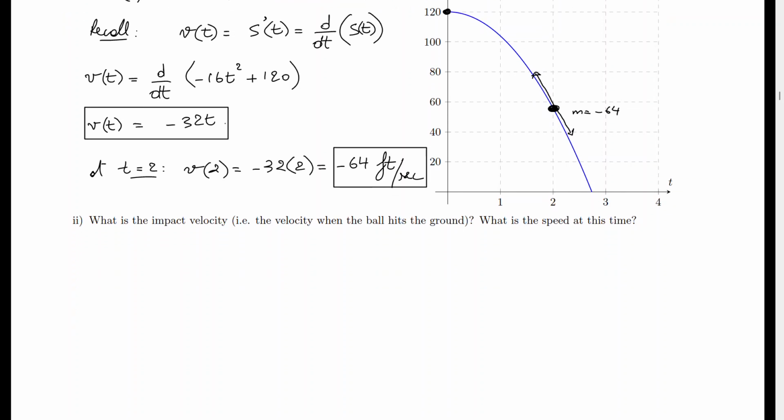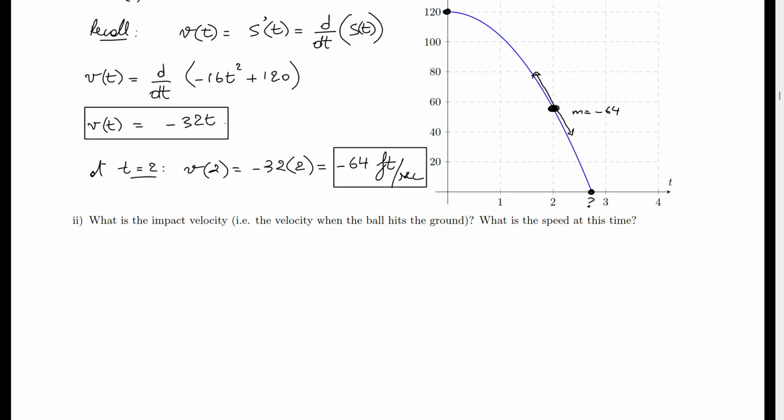So now they want to know the impact velocity, meaning the velocity when the ball hits the ground. So at some point in time, the ball is going to hit the ground. We don't know. It seems from this picture that the number should be between 2 and 3 seconds. So maybe it's 2.5, maybe it's 2.8. We don't know. But we need to know the time so that we can tell them the velocity or the speed at that moment in time. So they want two things from us. They want the impact velocity and also the speed. So once I get velocity, all I have to do is just take the absolute value of it to get the speed. So let's focus on finding the velocity at the impact time.